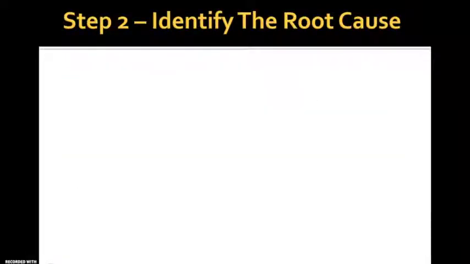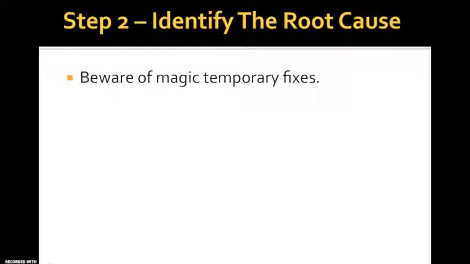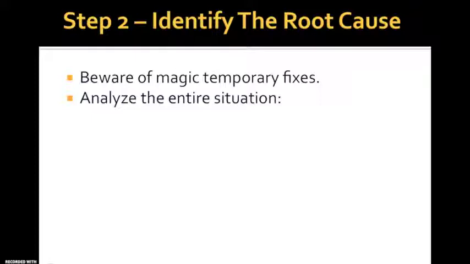So looking at step 2 now, identify the root cause. Firstly, beware of any magic temporary fixes that you read on the internet. You might get some temporary relief, but the underlying root cause is still there, so you're still going to get shin splints over and over again. So what we need to do to avoid this is to analyse the entire situation.